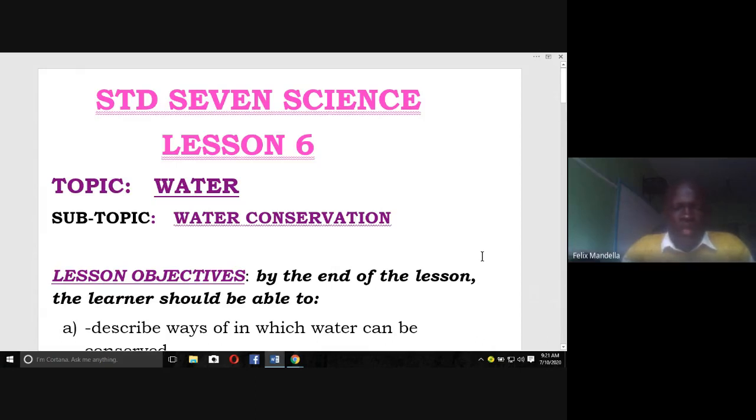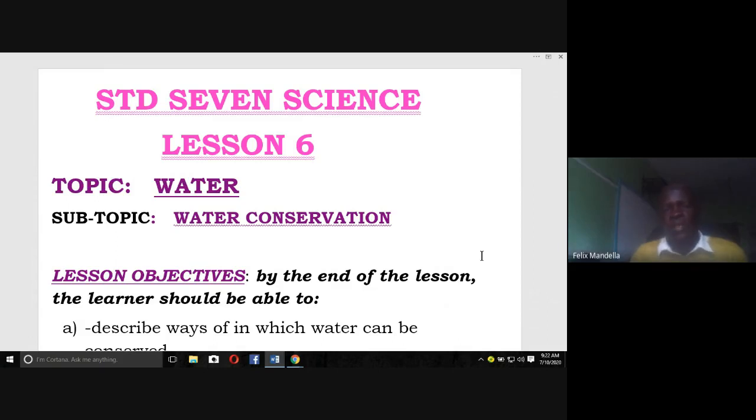And this is a continuation again of our previous topic and even subtopic. Remember, we were looking at water, and underwater, we had looked at water pollution. We had talked about causes of water pollution. I believe you remember them, like floods, acid rain. We have excessive use of farm chemicals. We have industrial waste. We have animal and human waste, among others.